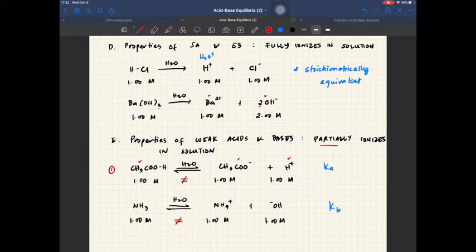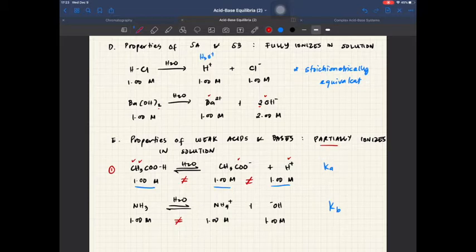We cannot say that because the moles of acetate ion and hydrogen ion are not stoichiometrically equivalent to that of acetic acid, due to the fact that there is only partial ionization. We could not say that if we have 1 molar of acetic acid, you will also produce 1 molar of acetate ion and 1 molar of hydrogen ion. So we could not say that.